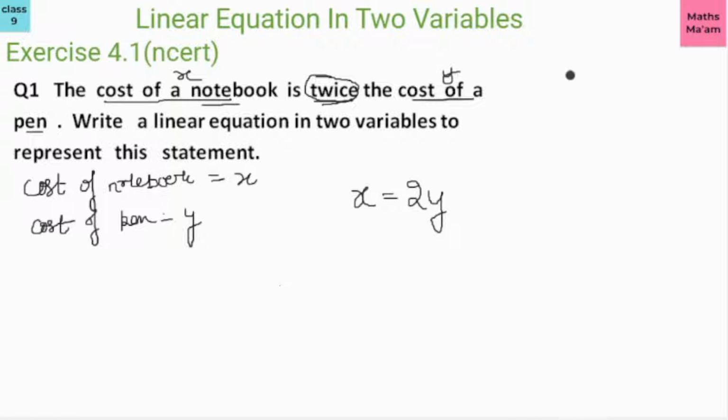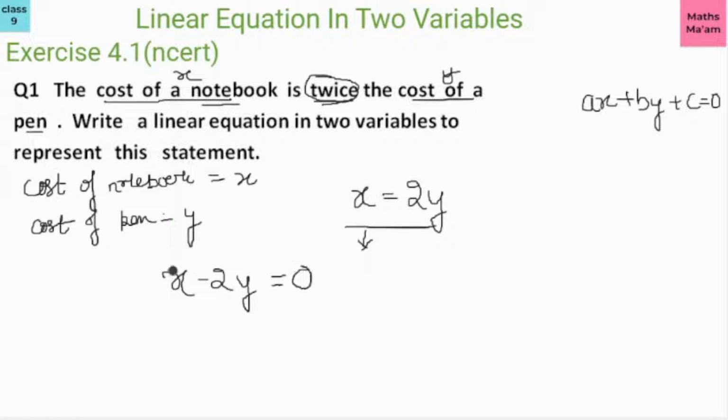But we know that the standard form of linear equation in two variables is ax plus by plus c is equal to 0, right? So we can change this equation in the form of this. We move 2y to the left side, we can write x minus 2y. Here there is no constant term, so we'll write it is equal to 0. So this is a linear equation in two variables, right? This was a word problem, which we have to change into the terms of equation.